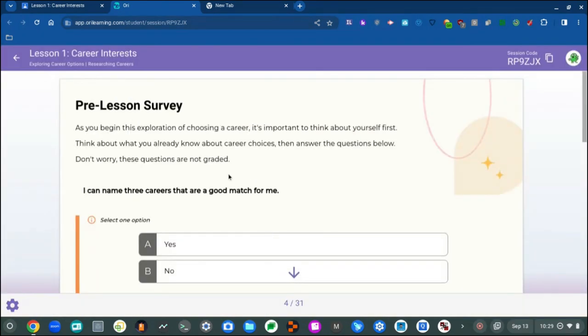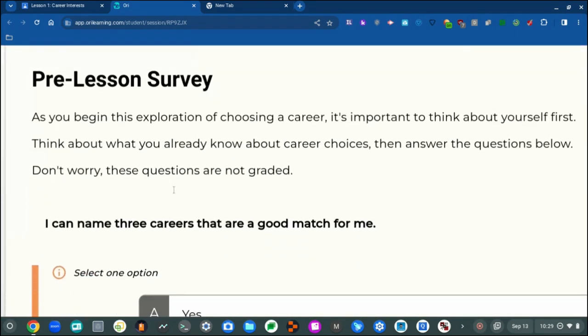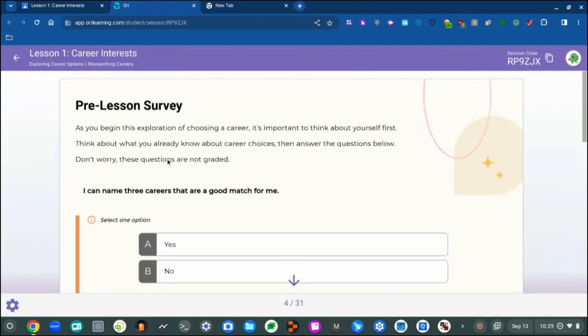Popcorn, please. Ember, thank you. Just one more paragraph. Yes, please. As we begin this exploration of choosing a career, it's important to think about yourself first. Think about what you already know about your career choices. Then answer the questions below. Don't worry, these questions are not graded.